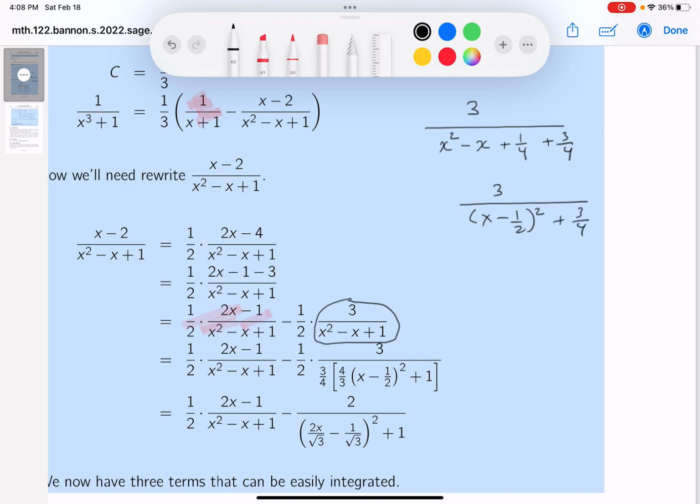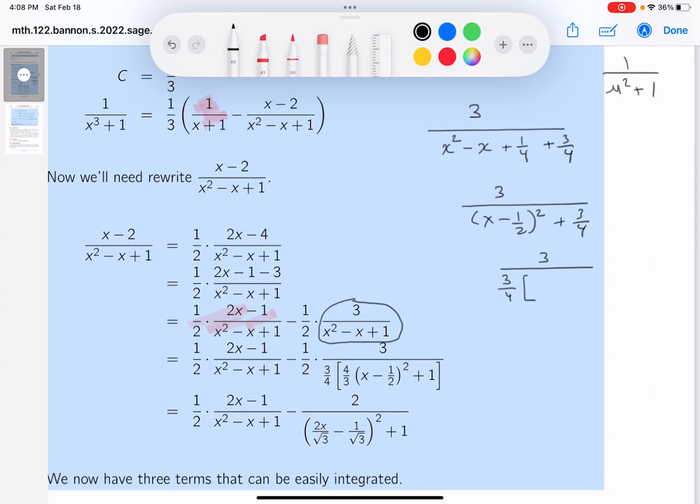Now, I'm of the opinion that the 3/4 should be factored out. All right, now not every teacher does that, but let me point out what I mean by that. I factor out 3/4 from the bottom because I want this to look like this over here. I know that guy really well. It's the arctangent. So I'm going to factor out the 3/4, and that means you get 4/3 times x minus 1/2 squared plus 1. All right?